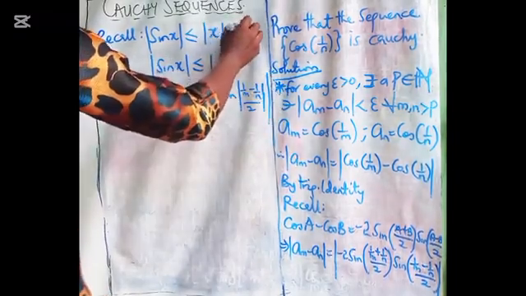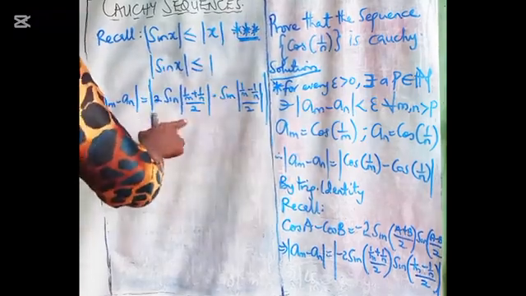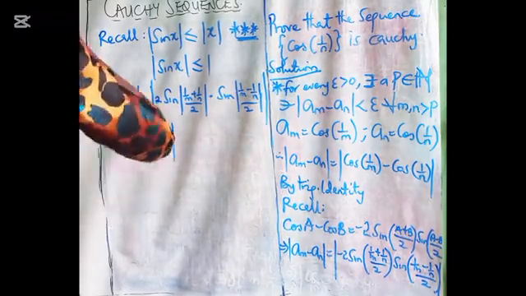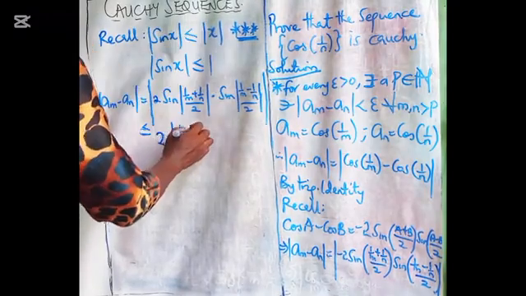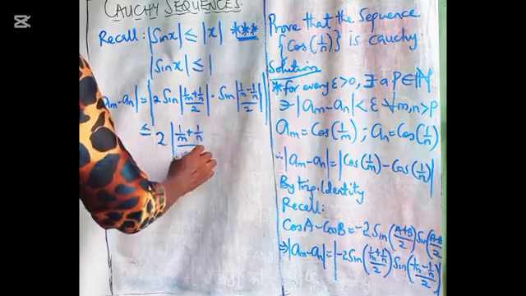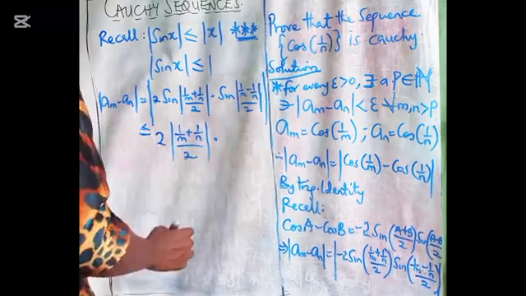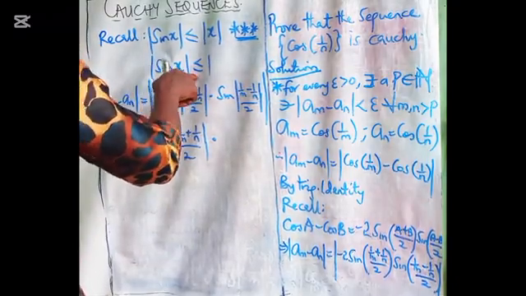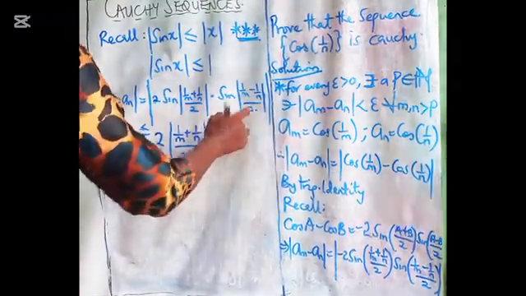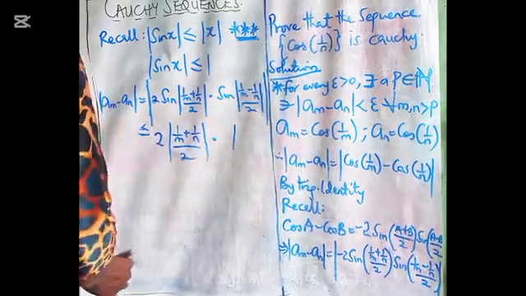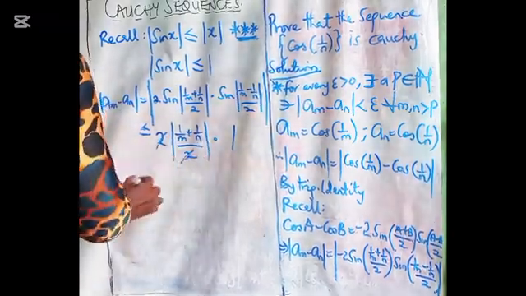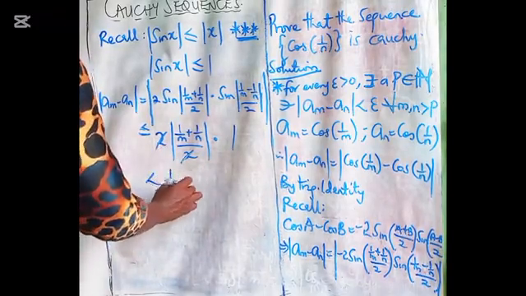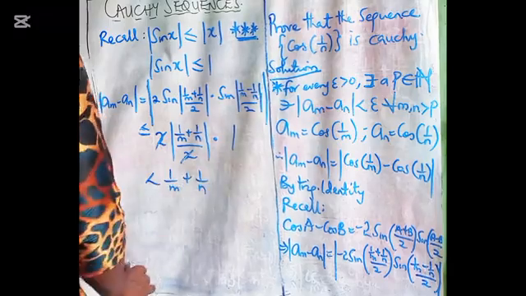If we use these two asterisk results, for the first one, we have 2 into the absolute value of (1 over m plus 1 over n) over 2, into, and then for the second one, the absolute value of sine x is less than or equal to 1. So we take this to be less than or equal to 1. And then 2 cuts that. That is less than or equal to 1 over m plus 1 over n.